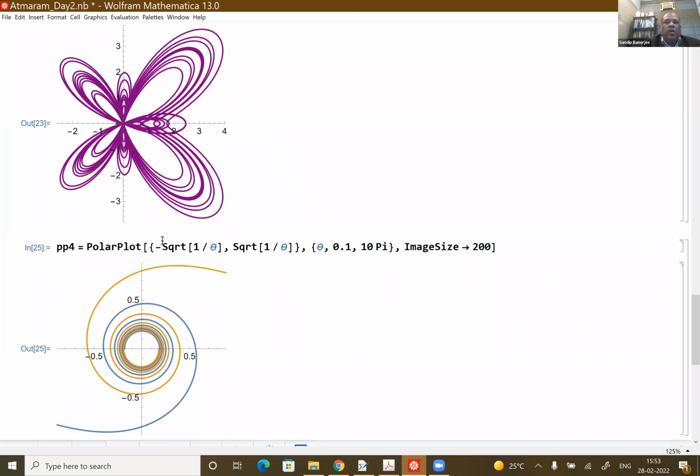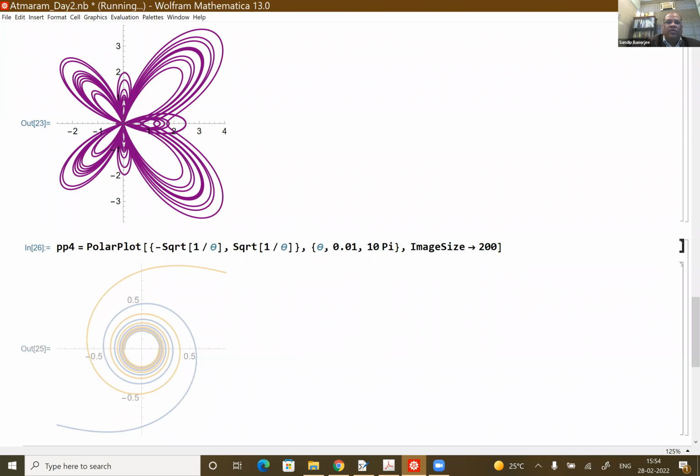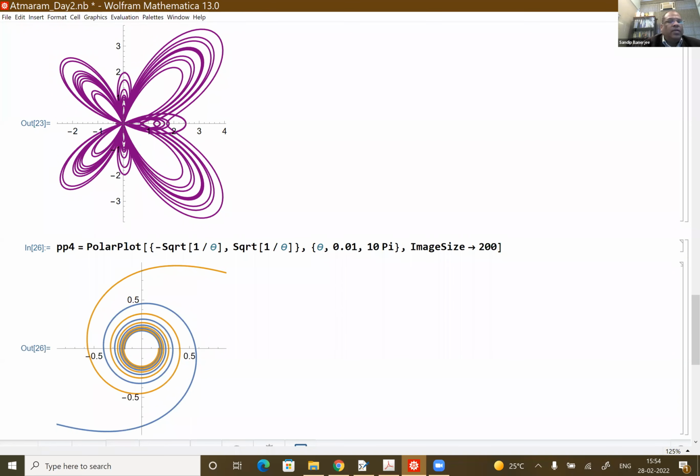Okay, so when you're plotting this, say minus square root of 1 by theta plus square root of 1 by theta, two graphs can be combined also. And since theta cannot take 0 because it is 1 by theta, I put a small value here. You could have put smaller values also. It's going to give the same thing.